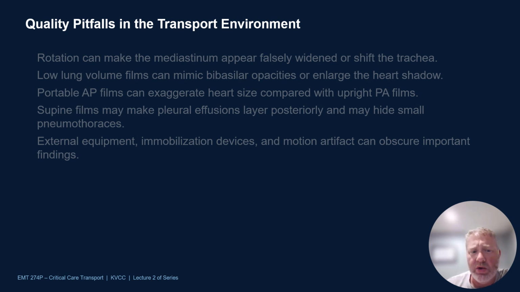If a patient has low lung volume, then the chest X-rays can mimic basilar opacities or enlarge the heart shadow. Something to keep a look out for on patients with low tidal volumes. Portable AP films can exaggerate the heart size compared with upright. Supine films may make pleural effusions layer posteriorly and may hide small pneumothoraces. And external equipment, immobilization devices, motion artifact, all those things can obscure important findings.